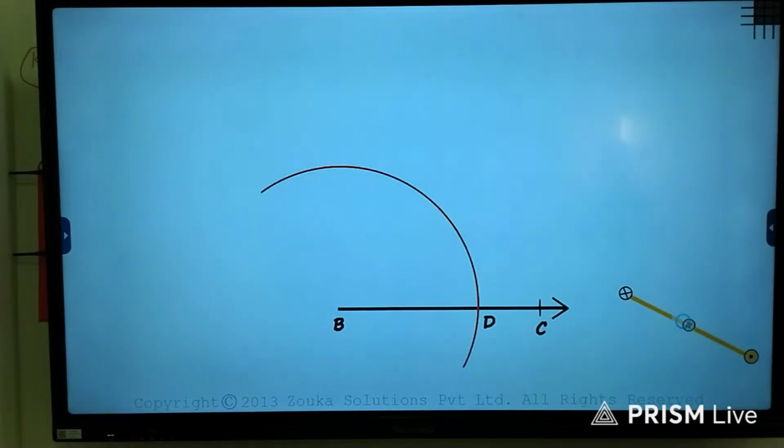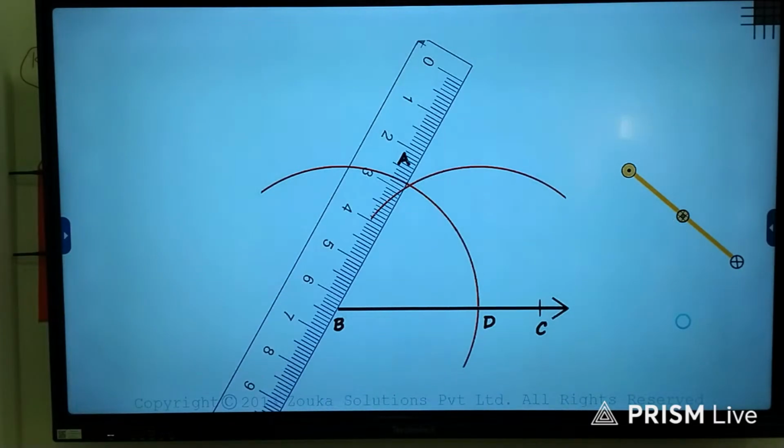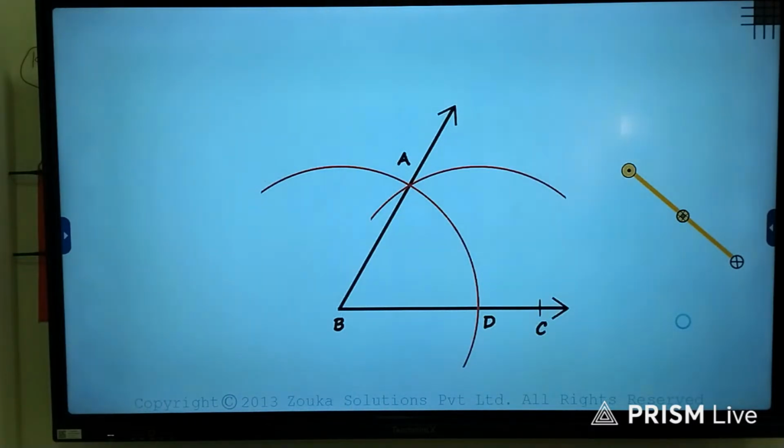In the next step, without changing the width of the compass, we keep it at point D and draw an arc intersecting the previous arc at point A. Then we join points B and A, which gives us a ray BA. Measure of angle ABC will be 60 degrees. Now getting the 30 and 120-degree angles is quite simple.